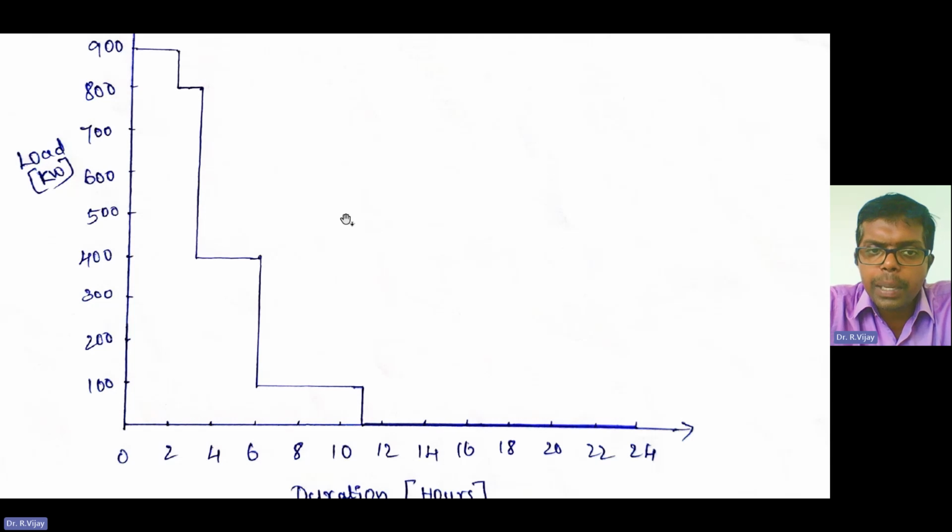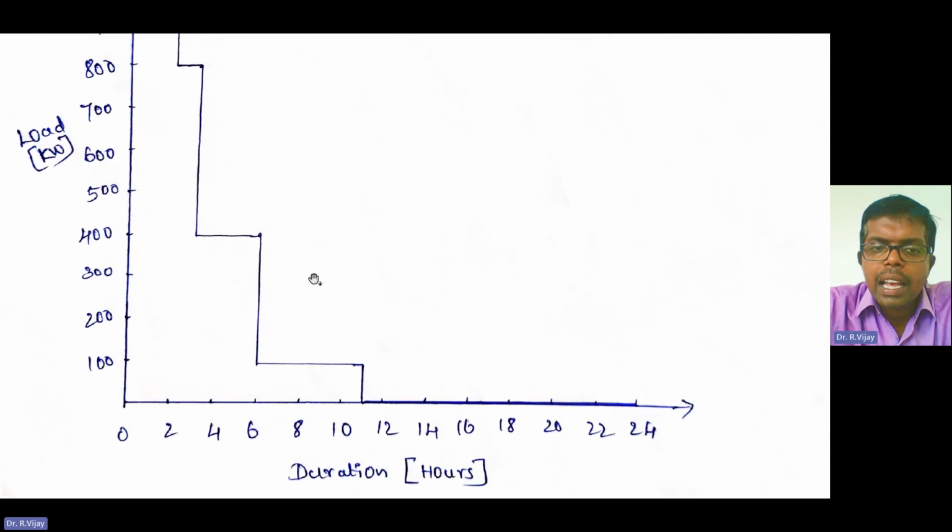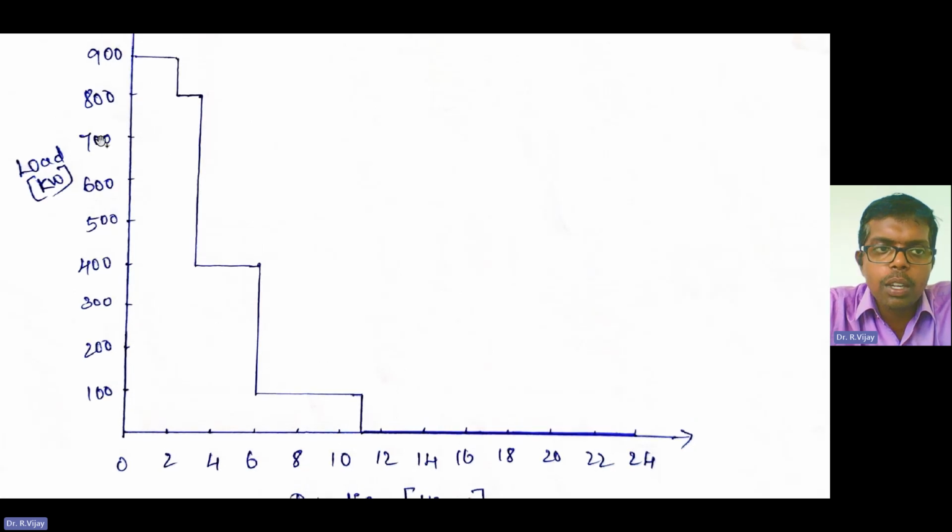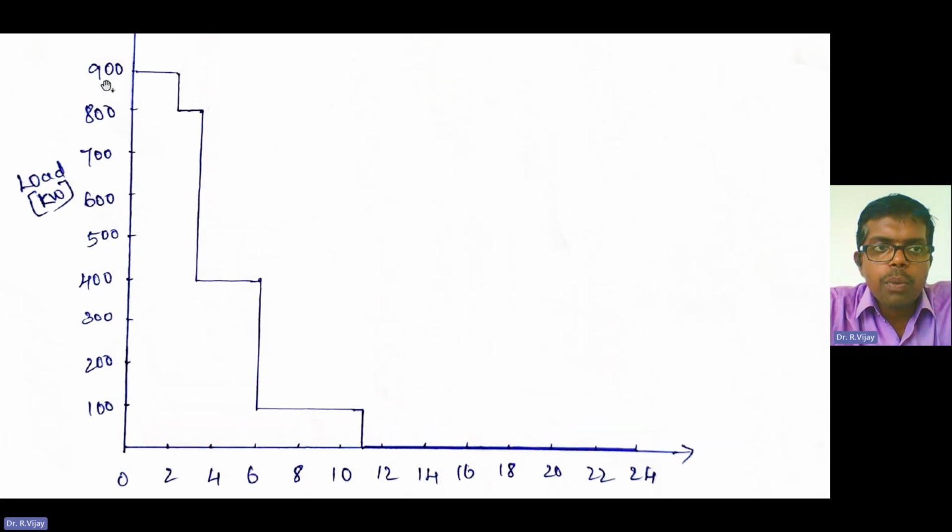For example, in the previous load curve, we took from 12 midnight to 12 p.m., and again 12 p.m. to 12 midnight. But here it is in duration, you need to remember. Next, the load: first 900 kilowatt for how much duration? 2 hours. Then 800 kilowatt for 1 hour, and next 400 kilowatt for 3 hours. So it comes up to 6 hours.